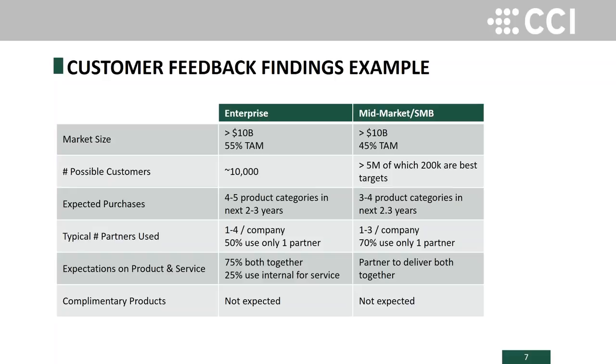From an expectation on the product and the associated service, on the enterprise side, about 75% said they wanted the partner that they bought through to be delivering the product and service together. And then there were some of them that had a big enough internal staff that they actually did the service themselves, and so they could buy from someone who was just delivering the product.